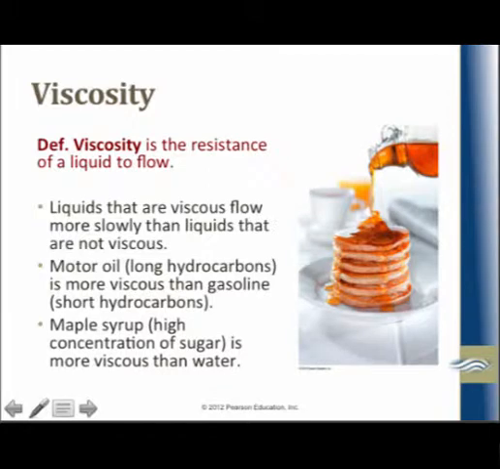There's one other property that's characteristic of strong IMFs, and that's viscosity. When we have a viscous material such as maple syrup, it's because the IMFs are strong between the molecules. We see oils, they have long hydrocarbon chains, and they're more viscous than gasoline, which has short hydrocarbon chains. Long hydrocarbon chains have more of a chance to set up interactions with each other, and it makes them sluggish and resistant to flow. And that's how we define viscosity.